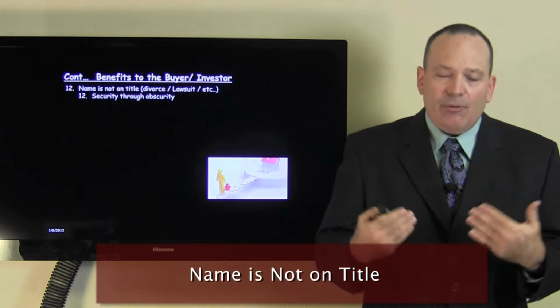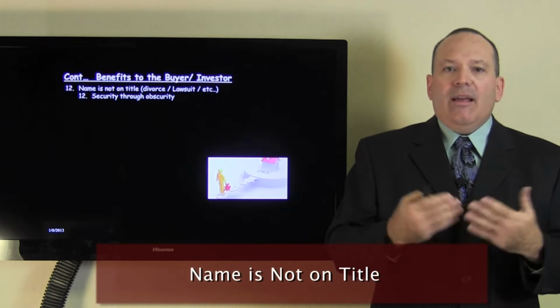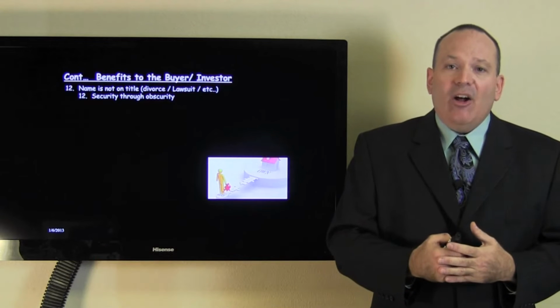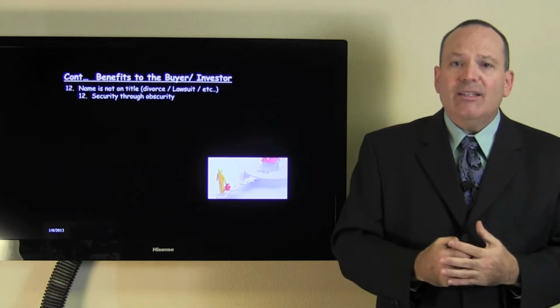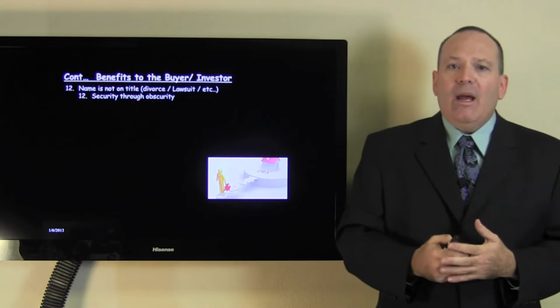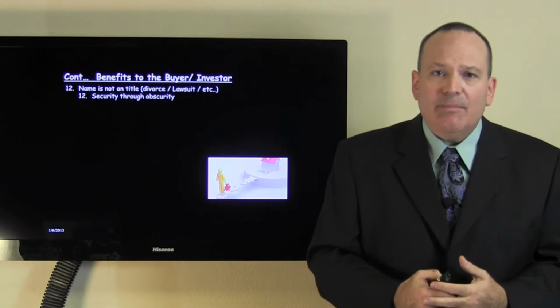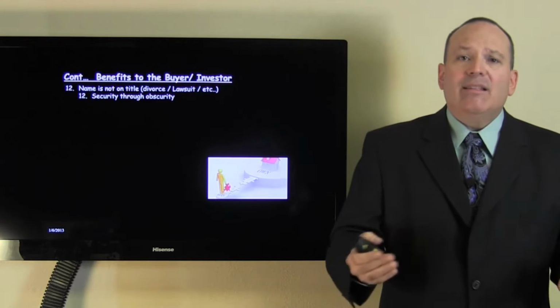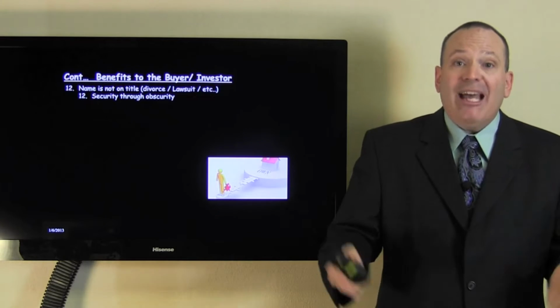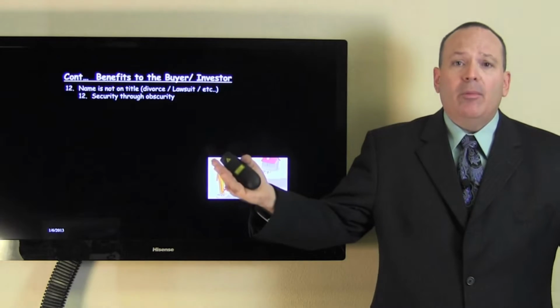In continuation of the benefits to the buyer and the investor, name's not on title. I call it security through obscurity. Now, I'm not a lawyer. I'll keep saying that all day today. I'm not a lawyer, so you want to talk to an attorney or possibly a trust attorney for the best way to protect your assets as an asset protection plan. But I feel that one of the very first steps in asset protection is to get your name off title. It's only my opinion, but I'm probably right.